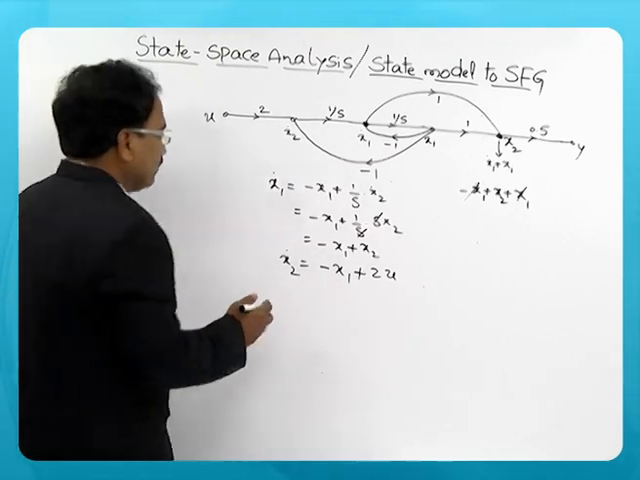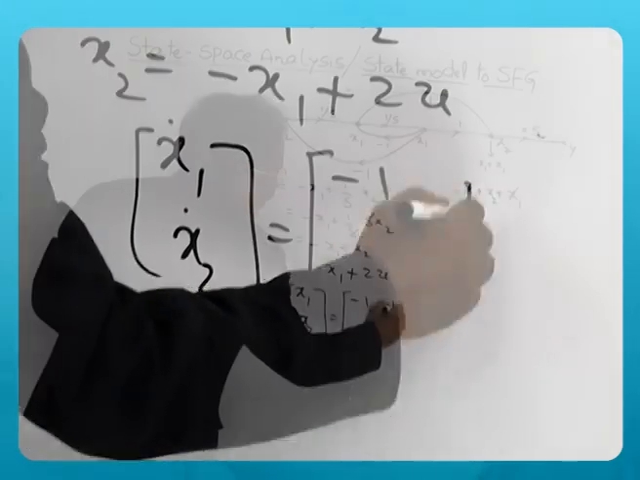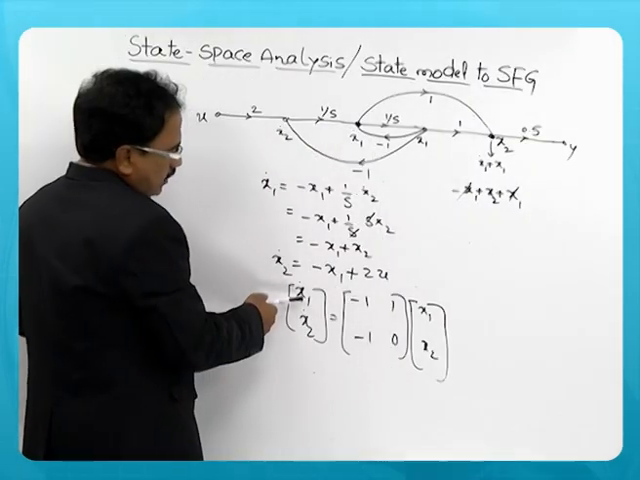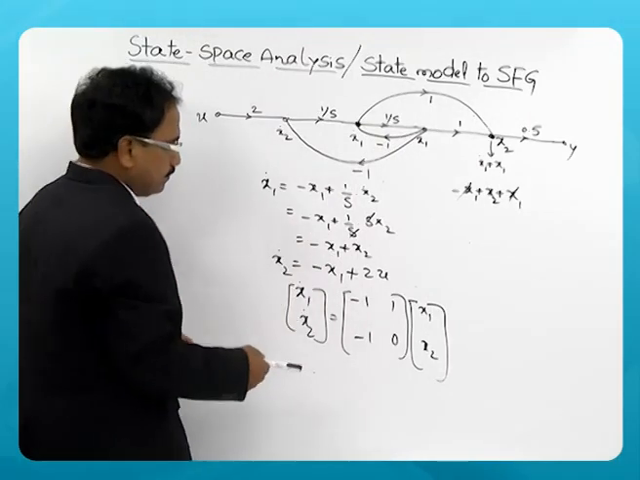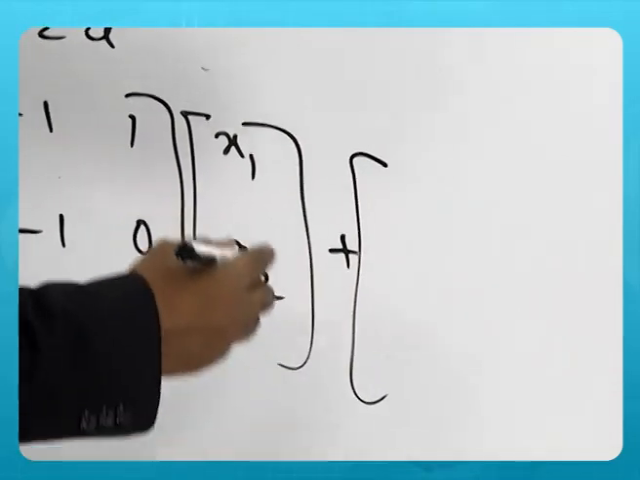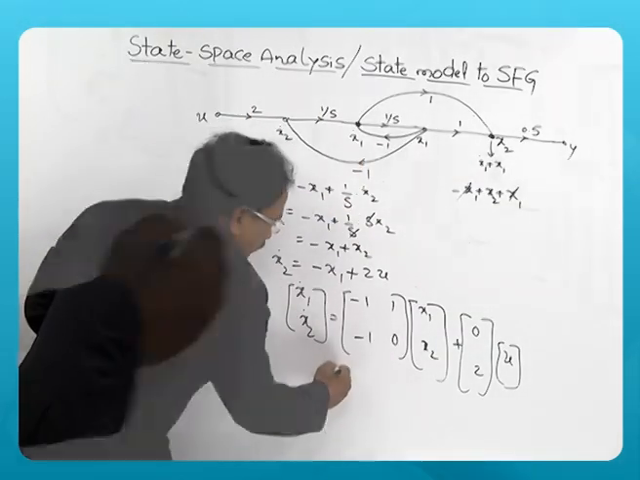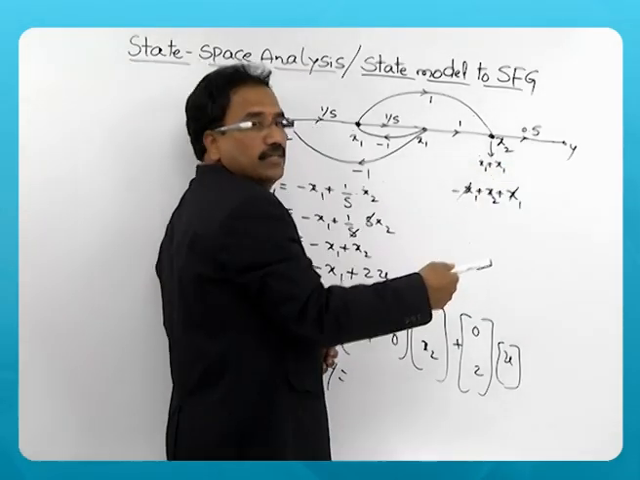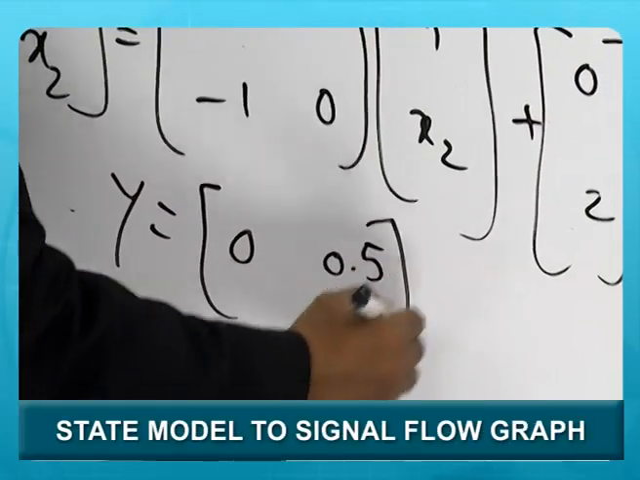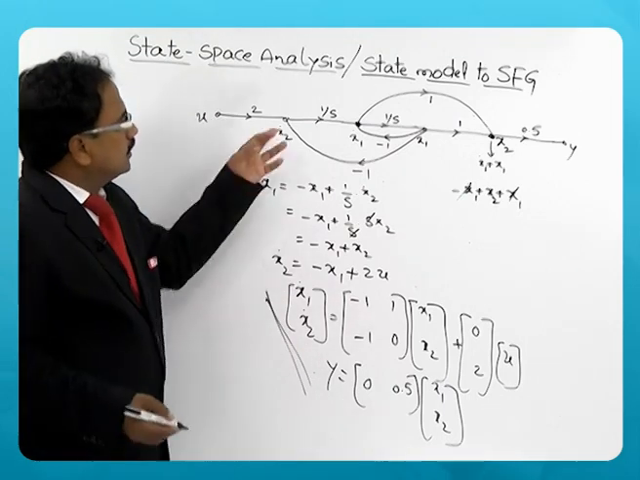Now you need to form the state model. So x1 dot, x2 dot is equal to, and the components of this is -1 and 1, -1 and 0, and x1 and x2. So you can see x1 dot equal to minus x1 plus x2, that is the first equation, and x2 dot is equal to minus x1, and there is a 2u also, so we must have the input matrix with 0 and 2 and then u. So the output equation y is equal to, you can see here output y is connected from x2 with 0.5 gain. So I can say that it is 0 and 0.5 and x1, x2. So this is the way the state model is to be obtained for the given signal flow graph.